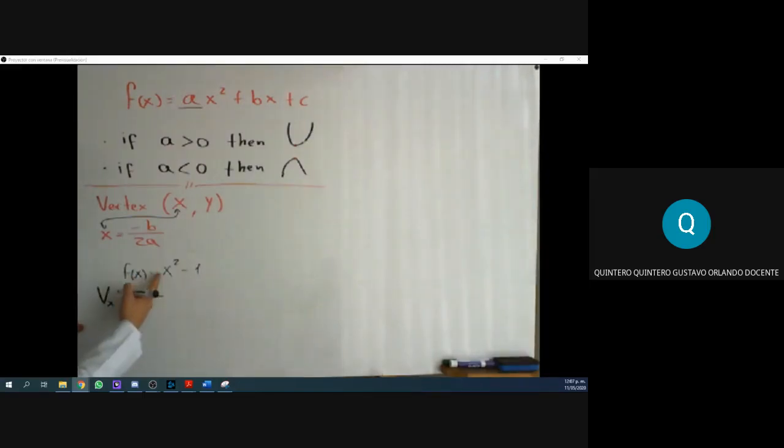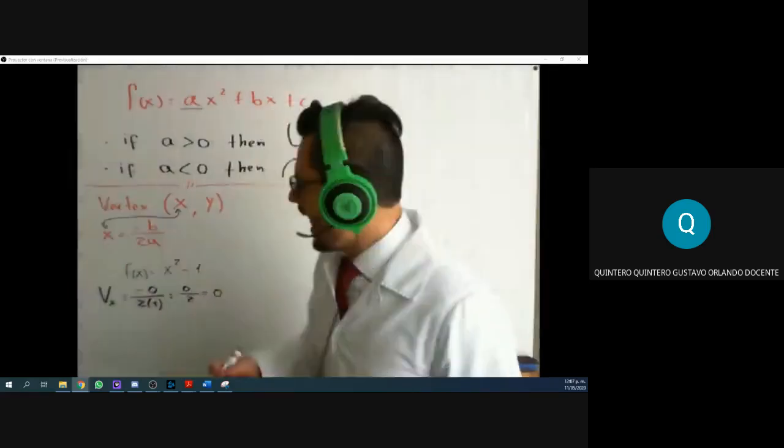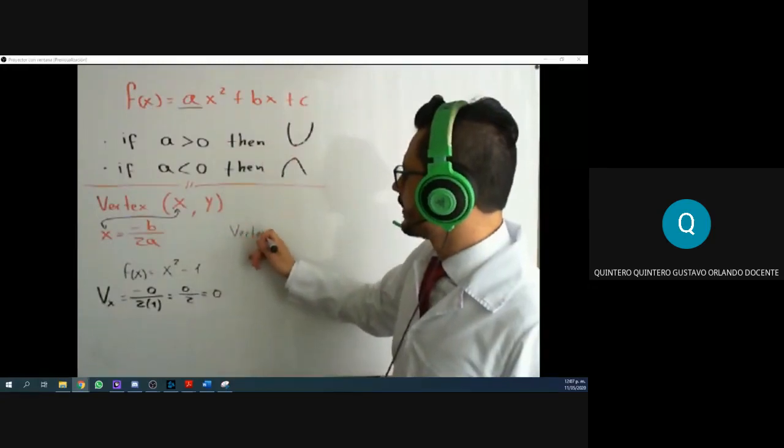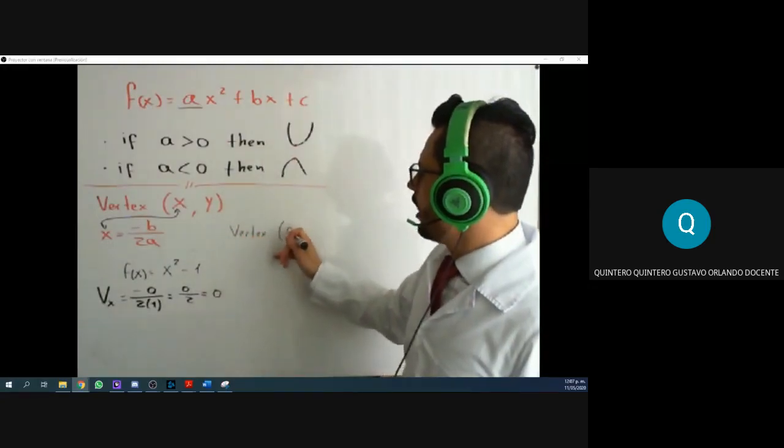But here we can see there is no coefficient with the x squared. That means the value of a, the coefficient of x squared, is 1. It is implicit, right? So we have 2 times 1. Beautiful. If we do the math here, we have 0 over 2, or negative 0, it doesn't matter. We have exactly 0. That means the vertex of that function has an x coordinate of 0.